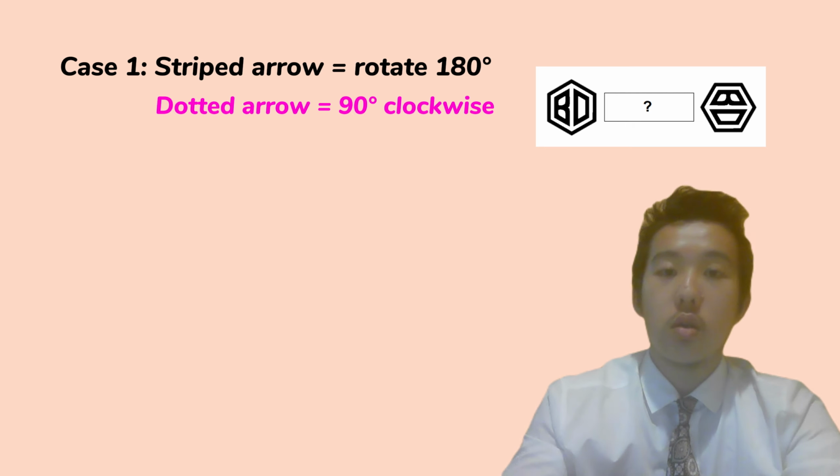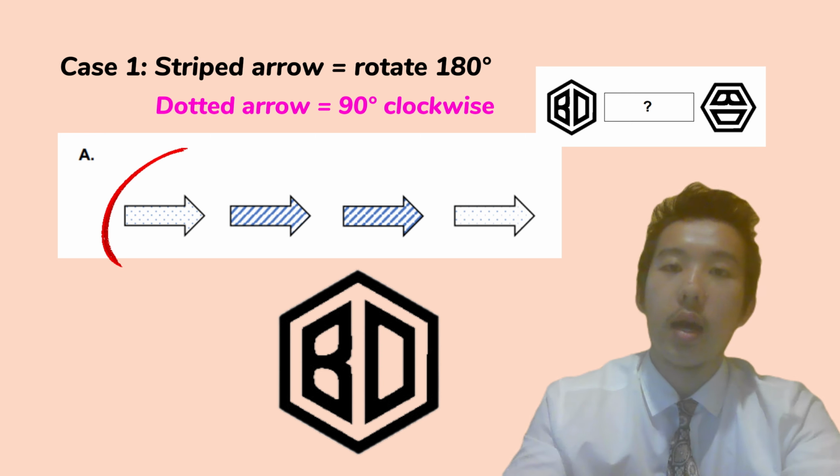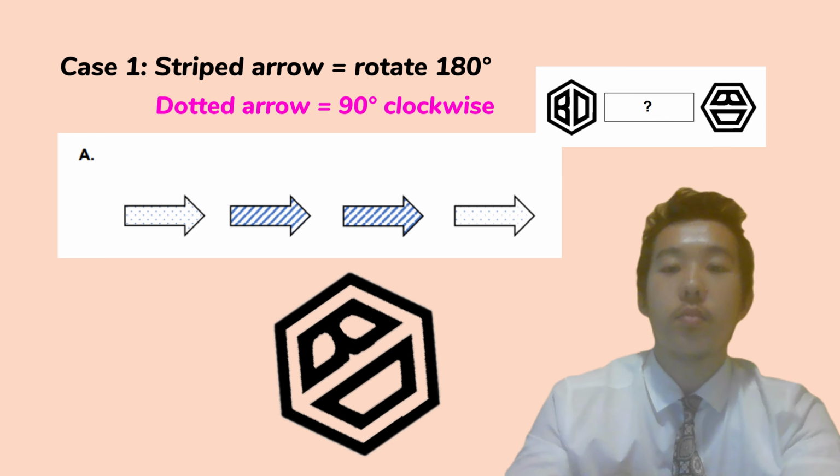So let's have a look. Let's start by option A. Let's have a look at that. We've got the first arrow, which is a dotted arrow, meaning we're going to have to rotate it by 90 degrees clockwise. So here we go.